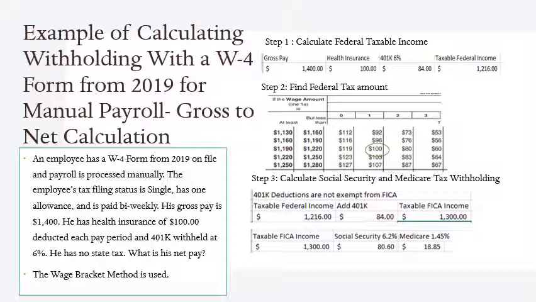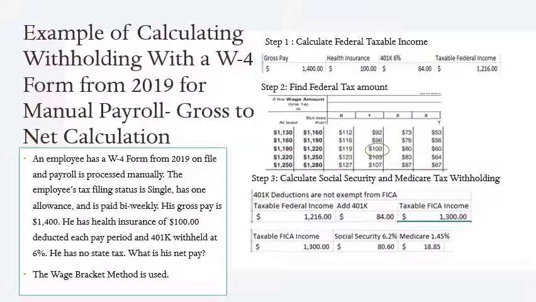Now that we have his taxable FICA income, we can calculate his Social Security and Medicare tax. We take his taxable FICA income of $1,300 and multiply that by the Social Security percentage of 6.2%, and that equals a Social Security tax of $80.60. We do the same thing for Medicare. We multiply his taxable FICA income by the Medicare percentage of 1.45%, and that equals a Medicare tax of $18.85.